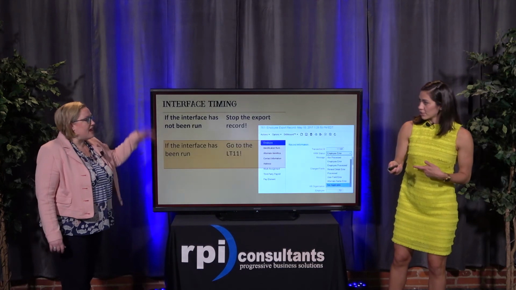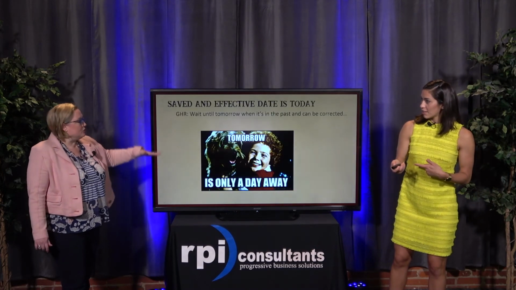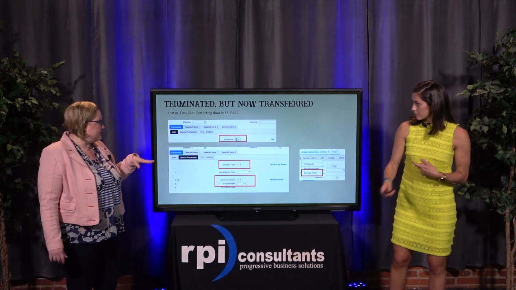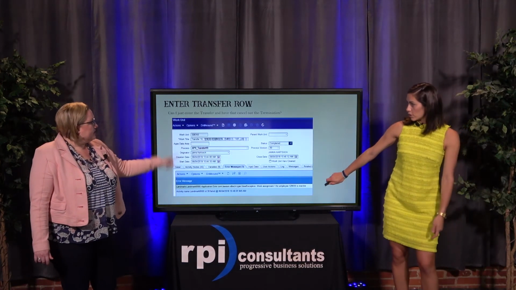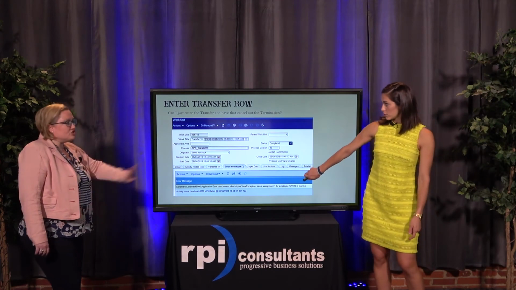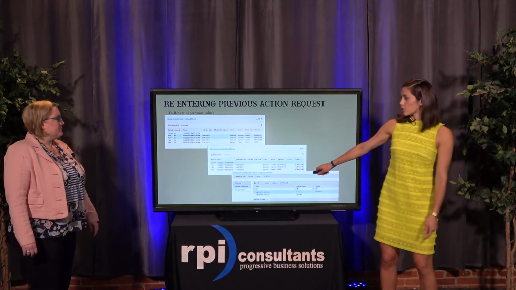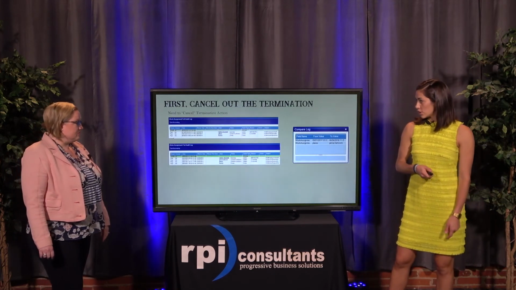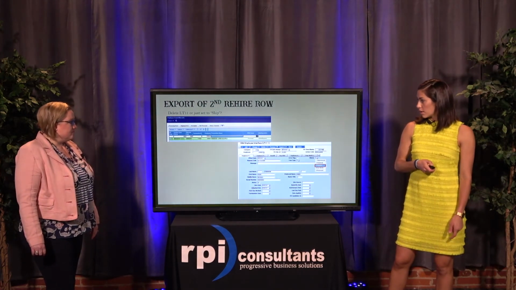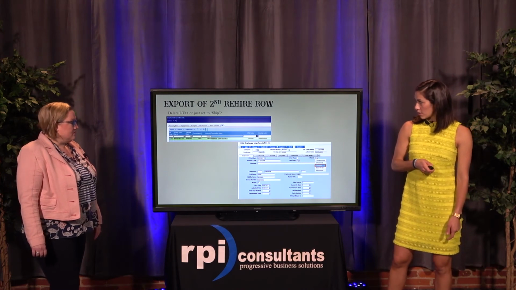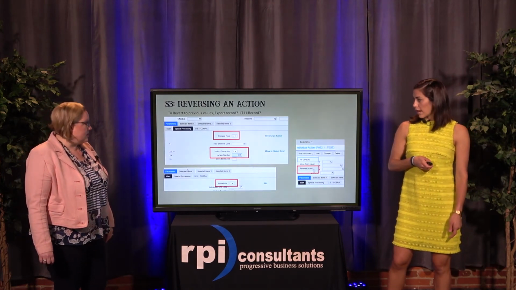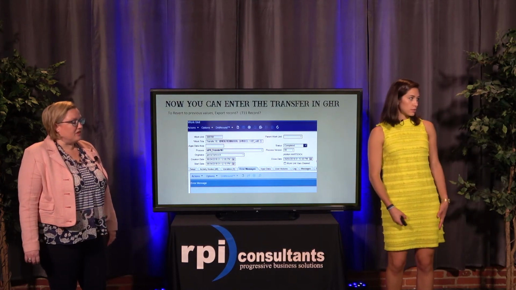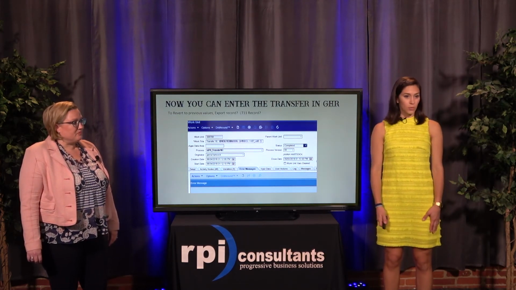Yeah, enter the previous action. I wonder when that came in, because that's the exact scenario we showed. To get it out of GHR, you have to re-enter the previous action request. Here we go. So here's your reversal. You can't just transfer. That's not going to work. You have to re-enter the previous action to cross out the termination. This is if it made it over. And then you would enter the transfer after it's all clean in both places and have that go through. Any more questions for now?